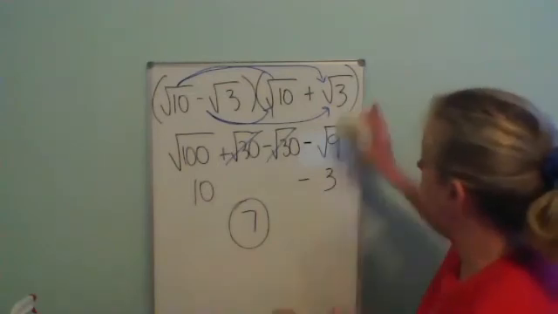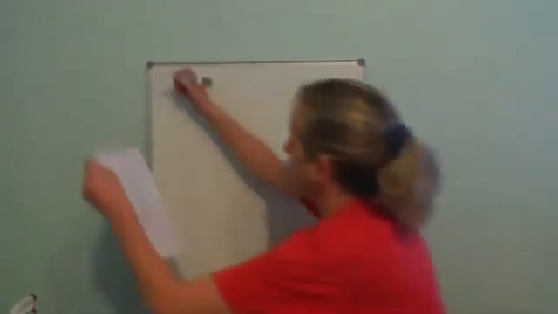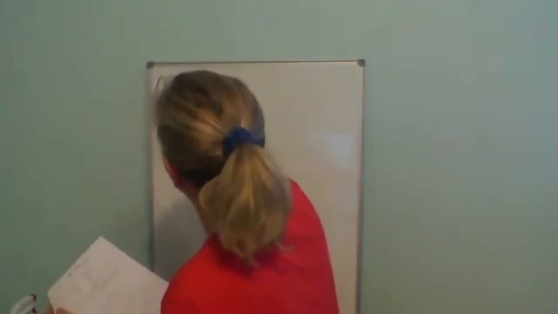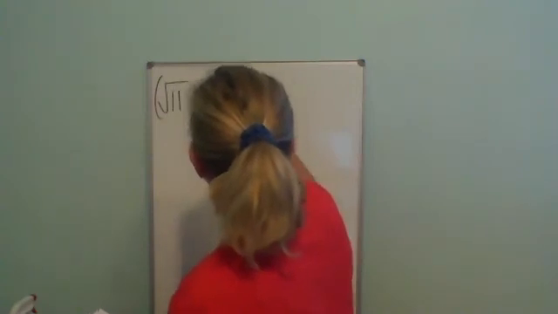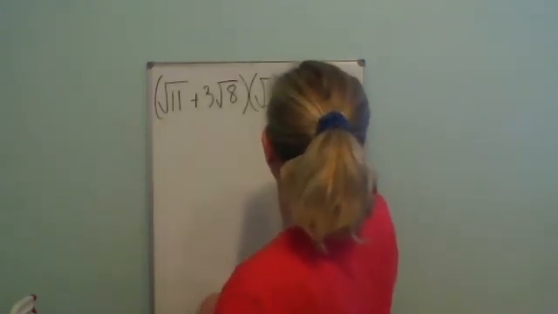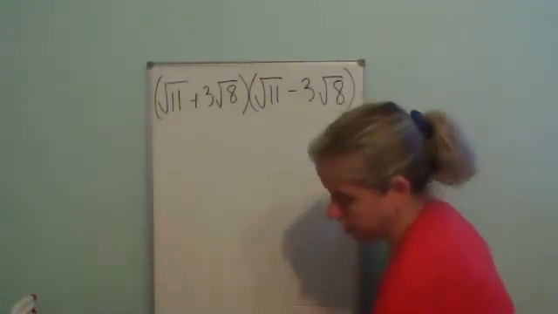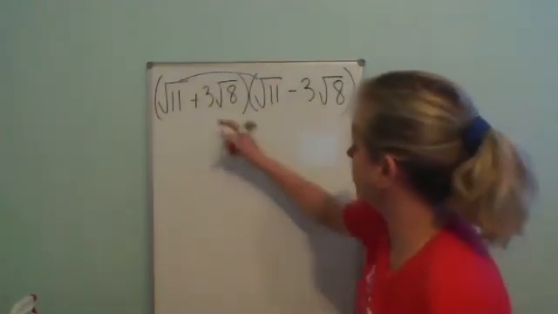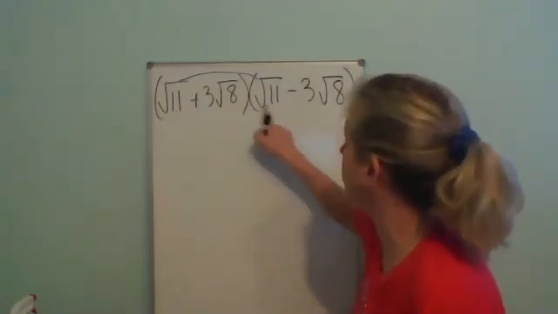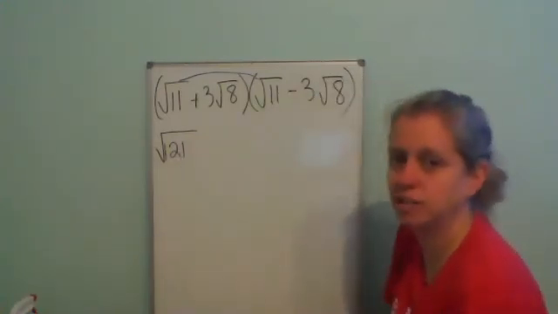All right, number 20. Another multiply, FOIL. Have the square root of 11 plus 3 square roots of 8 times the square root of 11 minus 3 square roots of 8. So I'm going to FOIL this again. Let's see. My first, square root of 11 times the square root of 11. Since those are both underneath the square root, it's going to multiply the 11s together to get the square root of 121.